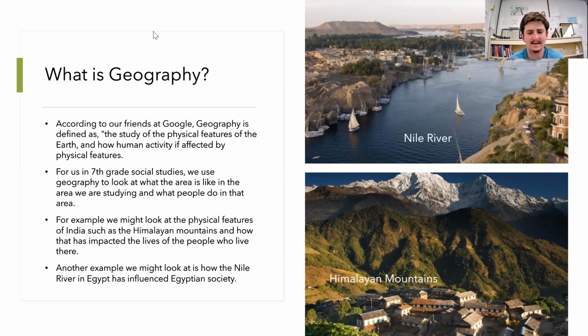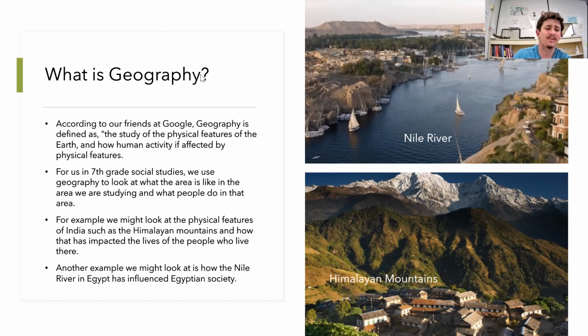And how has it affected the way people have done things, from fought wars to trade to cultural symbols, all kinds of different things that we're going to look at. But really, we're looking at what the area is like that we're studying. Physically, what is it like? Is it a desert, mountains, flat, rainy, that kind of thing?